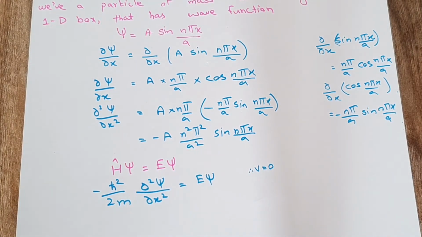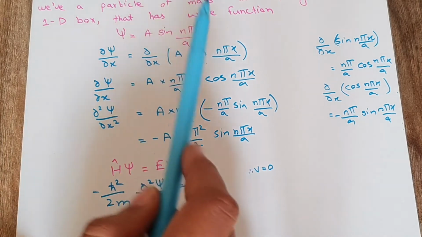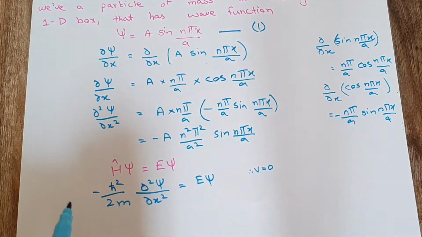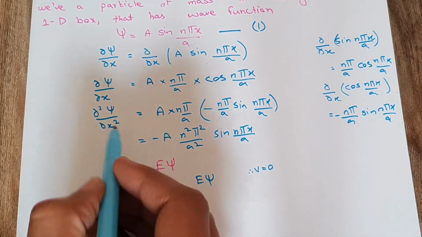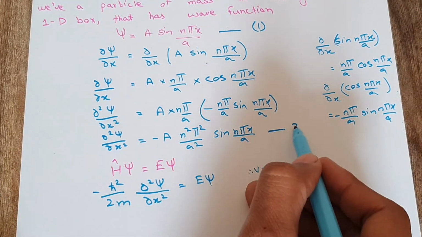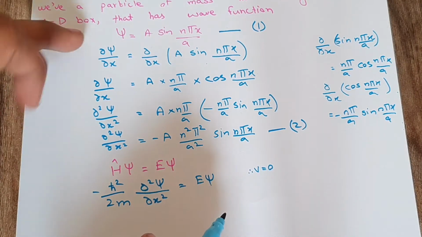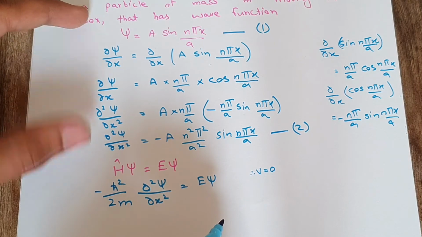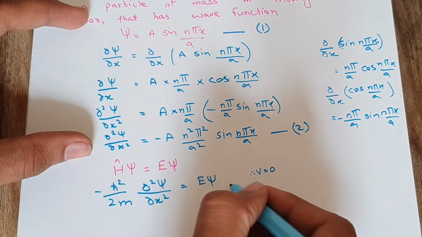So the next thing is, what I'm going to do is just to plug in the values. Okay, so I have a value of psi here. Let's call it equation number 1, and I have a value of d square psi divided by dx square here. Let's call it equation number 2. Okay, so I have equation number 1 and equation number 2. What I'm going to do is just to plug in the value of equation number 1 and equation number 2 in my equation number 3.